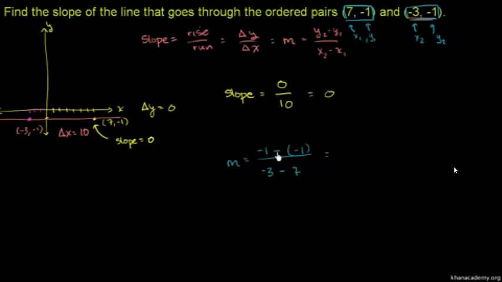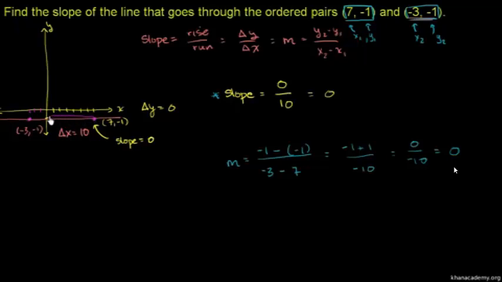So the numerator, negative 1 minus negative 1, is the same thing as negative 1 plus 1. And our denominator is negative 3 minus 7, which is negative 10. So once again, negative 1 plus 1 is 0 over negative 10. And this is still going to be 0. The only reason why we got a negative 10 here and a positive 10 there is because we swapped the starting and the ending points. In this example right over here, we took this as the start point and this coordinate as the end point. Over here, we swapped them around. 7, negative 1 was our start point, and negative 3, negative 1 is our end point.